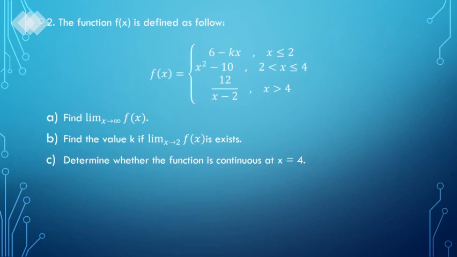Okay, we go for the next question. Okay, function f(x) is here. Okay, find the limit as x approaches infinity. So here there are 2 and 4. So we have a number line with 2 and 4. So where does infinity sit? Here, positive infinity. So we need to use the bottom function. It is bigger than 4. So just substitute.